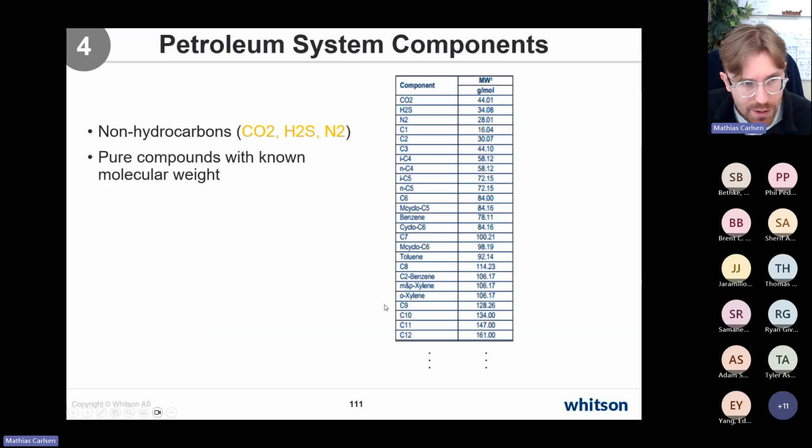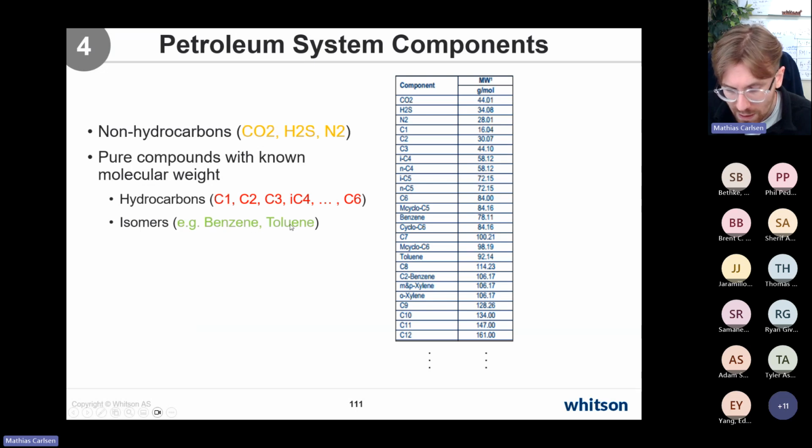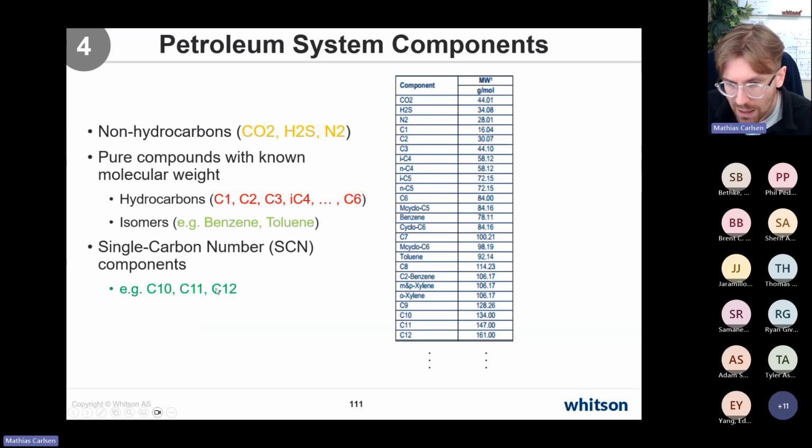We can measure the non-hydrocarbons. We can also measure the compounds with known molecular weights. That will be everything up to C6. Then we can have some isomers, for instance, benzene and toluene. But when the carbon numbers become high enough, like C10, C11, and C12, we have to report them as single carbon numbers. So that's not a component, but actually a mixture of a lot of different components. C14 or C15 can have almost 2,000 isomers making up those components. But that's impractical to actually measure in the laboratory. So that's why they talk about these single carbon numbers when they report a PVT report like this.